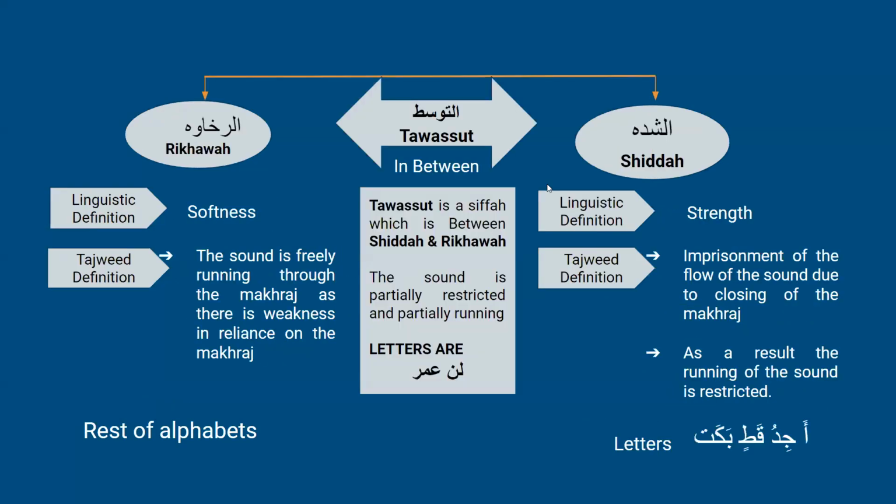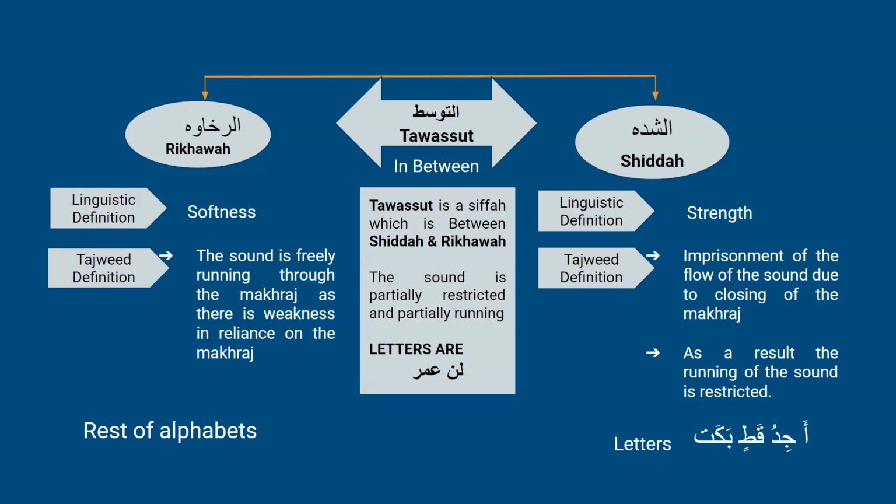Okay, so Shiddah and Rekhawah, these are the opposite Sifat, means if one Sifa has one thing, the other Sifa, which is the opposite to that, would be having exactly the opposite of the first one. So if the Shiddah has strength, the Rekhawah has softness. As you can see, they are opposite to each other. So Shiddah literally means strength, power, force.